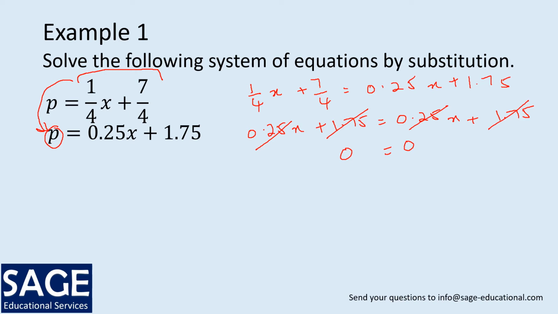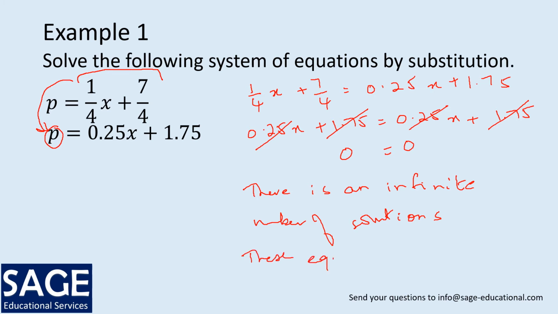Now this is a very special case. Whenever you get a number equal to itself, that is a statement which is always true. What that means is that there is an infinite number of solutions. Let me write that down. And the second thing that we do know is that these are coincident lines, or these equations represent coincident lines. So these are actually lines which lie on top of one another.